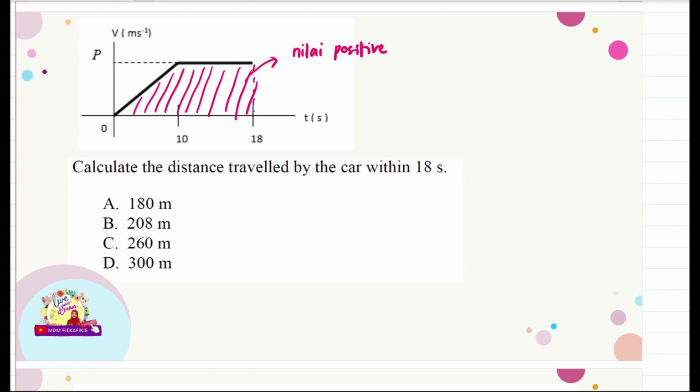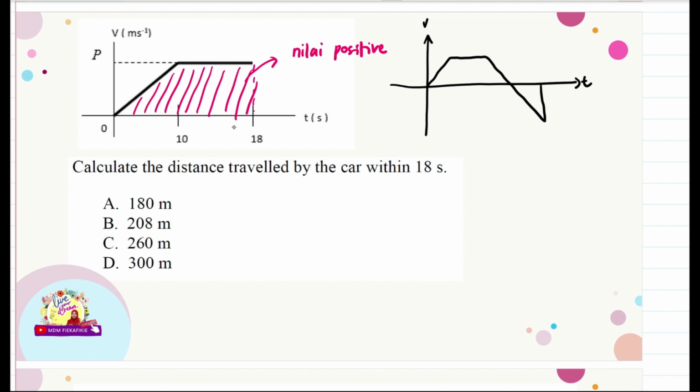Boleh? Contoh kalau saya ada graph macam ini. Sekejap saya lukis satu lagi. Okay, contoh saya ada VT graph. Okay, another VT graph. Okay, so this is just an example for you. So let's say we have this one.